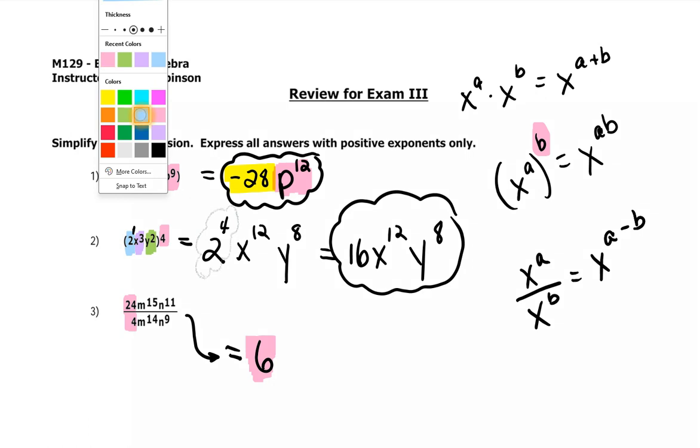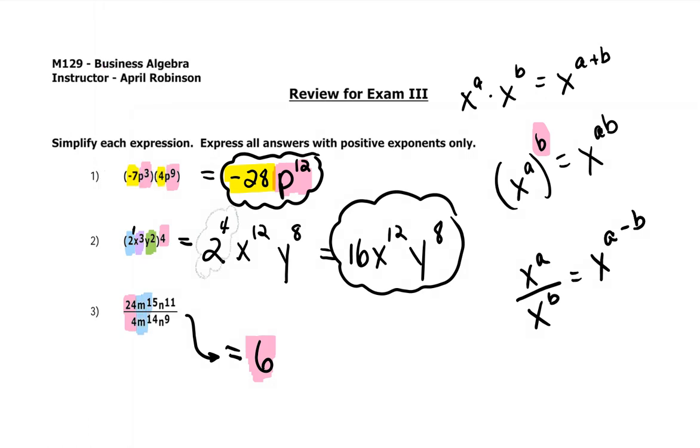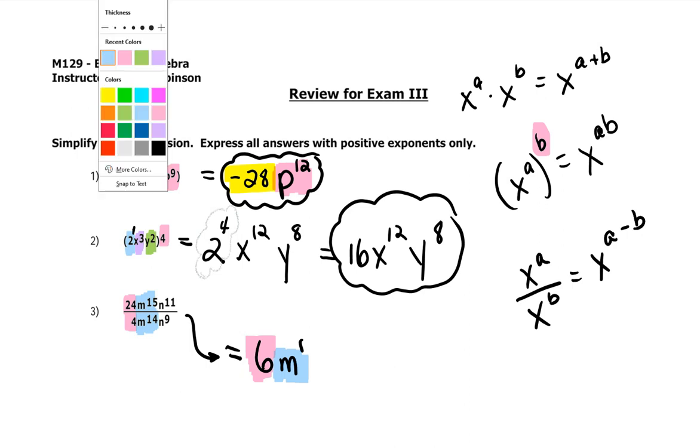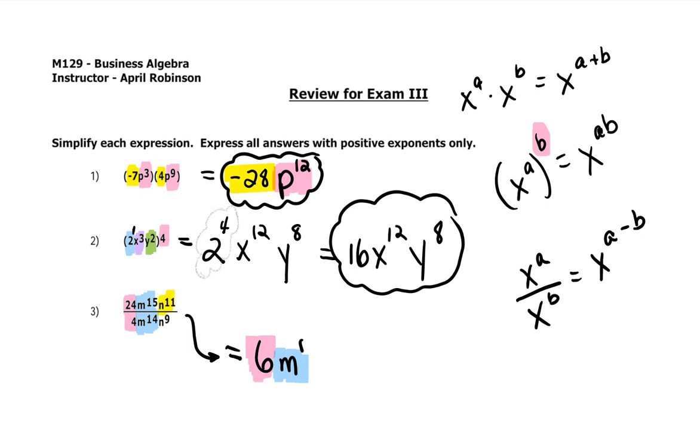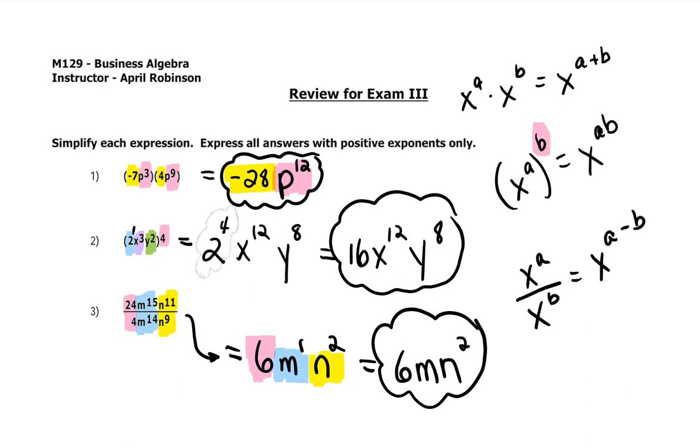But then you've got to go through and do the m to the 15th divided by m to the 14th, and that's just going to be m to the 1st. And then I will do the n to the 11th divided by n to the 9th, and that's going to give me an n to the 11 minus 9, which is 2. And the only thing you can do to make this more simplified is m to the 1st is just m. So this would be 6mn squared. And that is the first 3 problems.